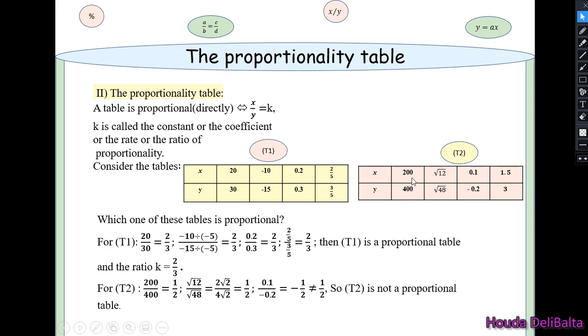For T2, 200 by 400 is half. Radical 12 by radical 48 is 2 radical 2 by 4 radical 2, it's 2 out of 4, it's half. 0.1 over minus 0.2 is minus half. Whenever I find a different value, then I stop and I say that this table is not a proportional table, even if the difference is just a sign, as you see here.